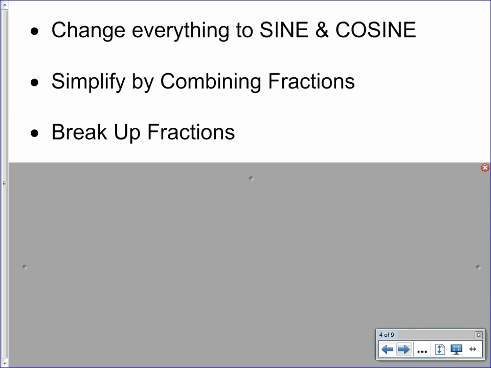It could be helpful to break up fractions, okay? If you have a fraction with more than one term in the numerator, you know that it is possible to break that into multiple fractions. So you can do that if you think it is going to help.